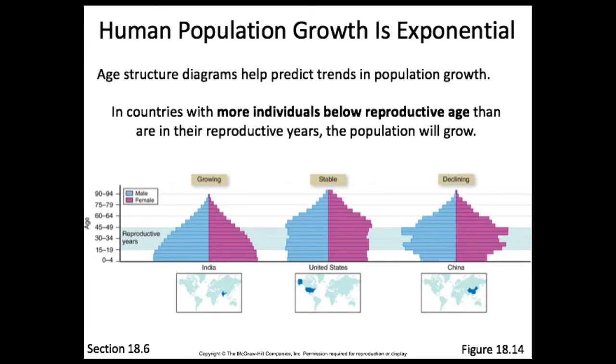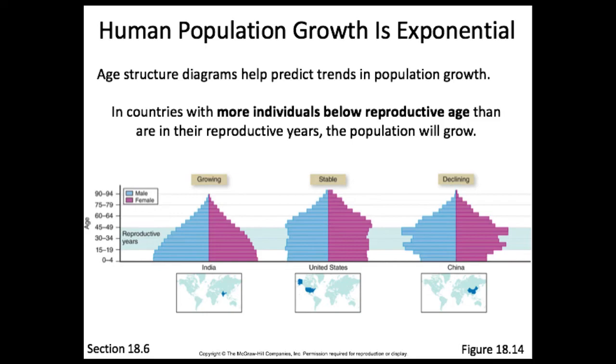Age structure diagrams help predict trends in population growth, and we need to understand all three of these age structure diagrams for the next exam. In countries with more individuals below the reproductive age than are in their reproductive years, a population will grow, as evidenced in this graph of India. It's the so-called pyramid shape, in which there are more individuals below the reproductive age than when they grow up, and then they reproduce. The pyramid structure keeps replicating itself generation after generation.